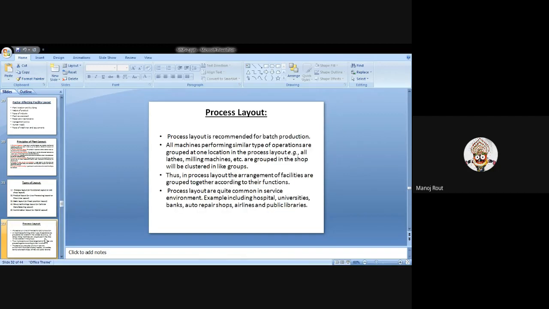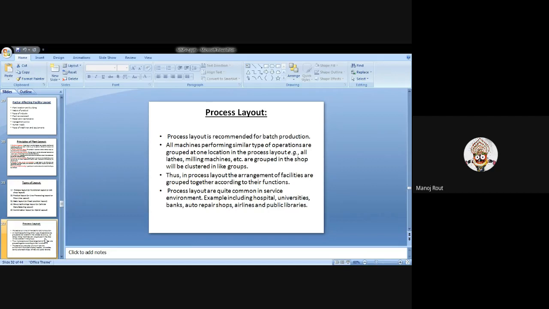First one is your process layout. The process layout is recommended for batch production, and all machines performing similar types of operation are grouped at one location. For example, all lathe and milling machines are grouped in a particular workshop, clustered like a group. Thus in this process layout, the arrangement of facilities is grouped together according to their functions.